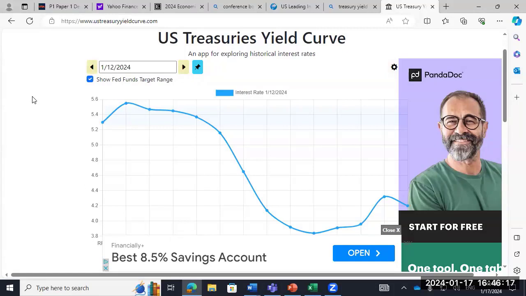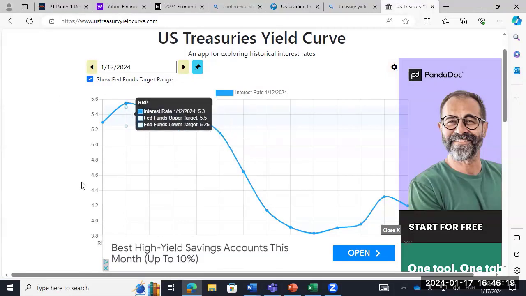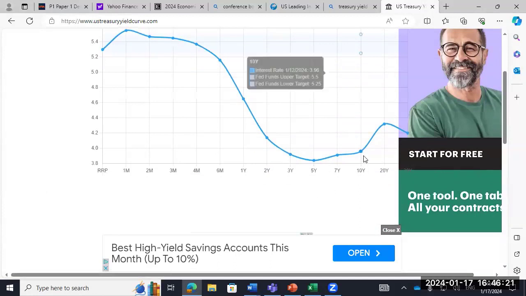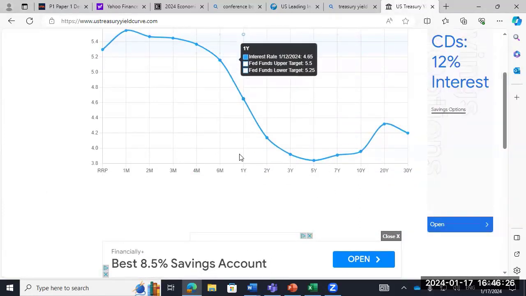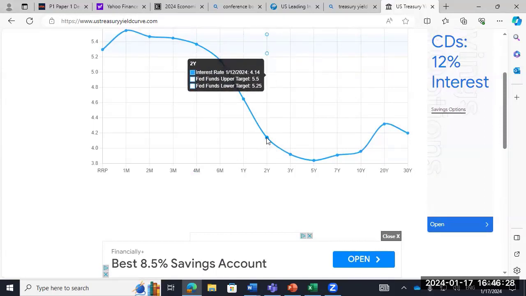Today we have inverted. The 10-year is at, well, this is a couple of days ago, but right around 4%. But the 2-year is at 4.1. So it's negative slope, right? What is the market telling you when you have an inverted yield curve? Is that positive or negative? Negative. And that's one of the leading economic indicators, an inverted yield curve.